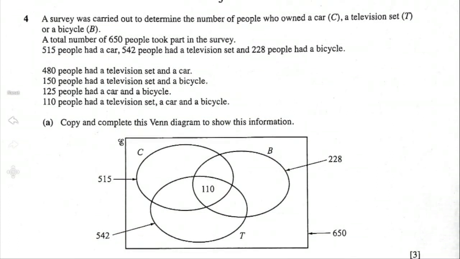You are also given that 480 people had a television set and a car. 150 people had a television set and a bicycle. 125 people had a car and a bicycle. And 110 people had a television set, a car, and a bicycle. Copy and complete this Venn diagram to show this information.